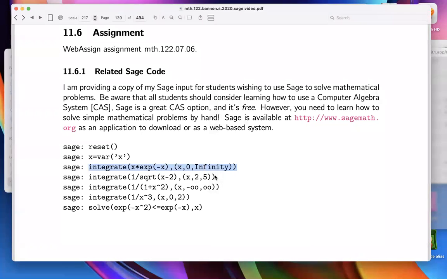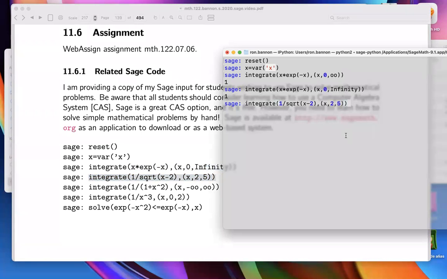Can do it. Let's do this one over here. We'll talk about the integral. This one was going to get 1 over the square root of x minus 2. It's improper there because it's a division by 0 at 2. So it's an improper integral. And let's see how Sage handles it. All right. And I got it. It didn't bark at that one.